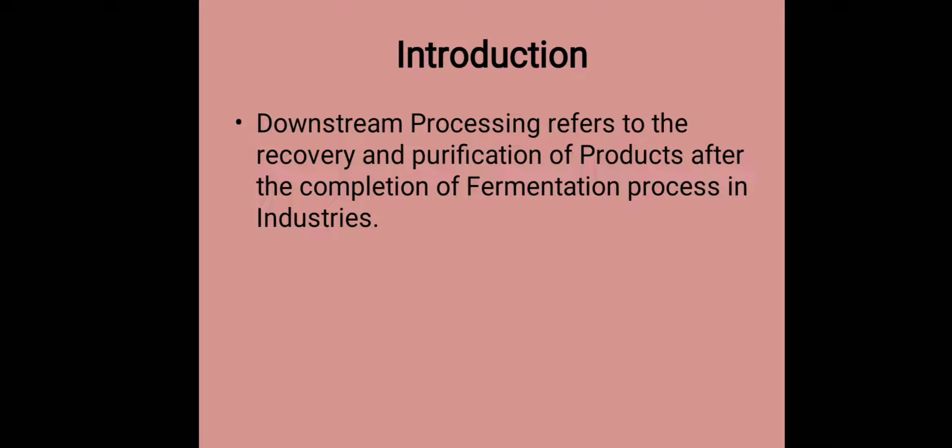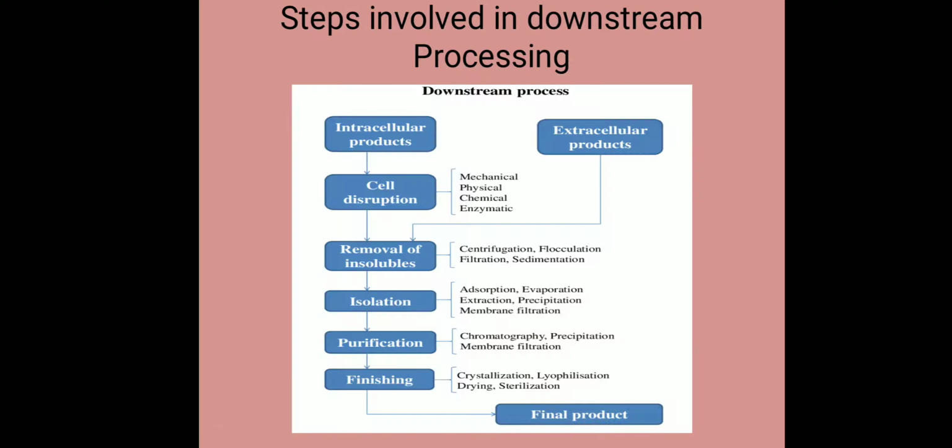Now, let us see the steps that are involved in downstream processing. Microbial products are usually of two types. The first type is called intracellular products and the second type is called extracellular products. Intracellular products means the product that is produced during fermentation will be present inside the cell. Extracellular product means the product will be released into the culture broth. Based on the product type, the steps in downstream processing will slightly vary.